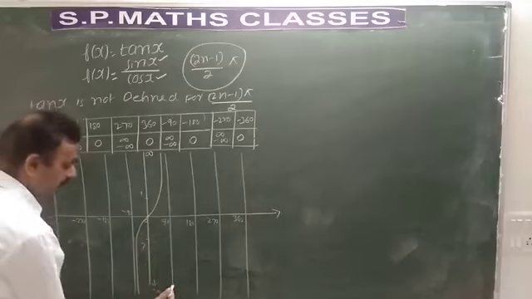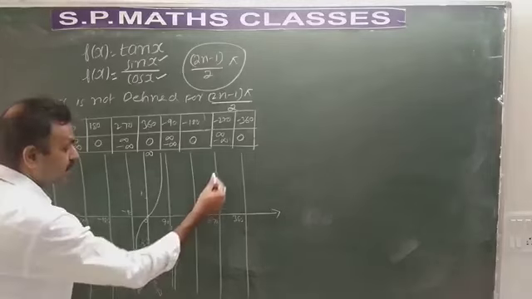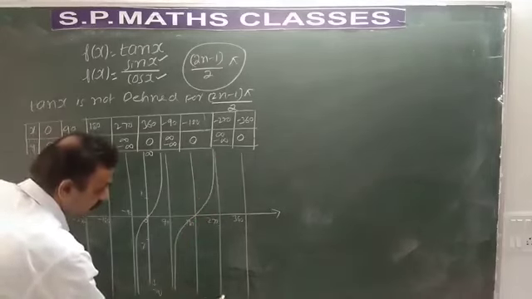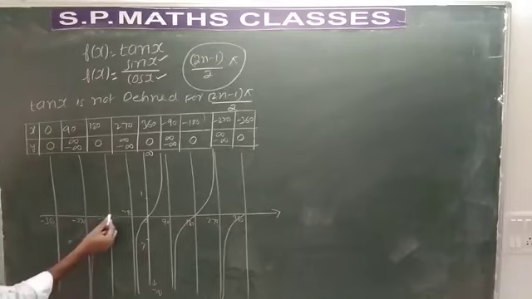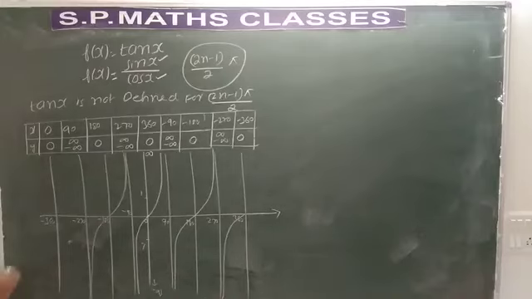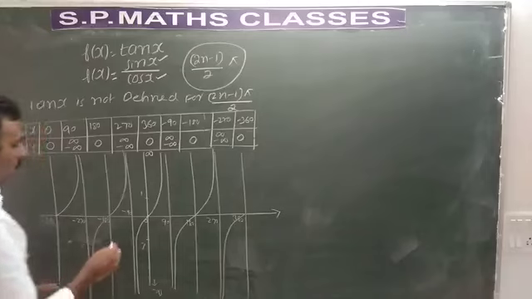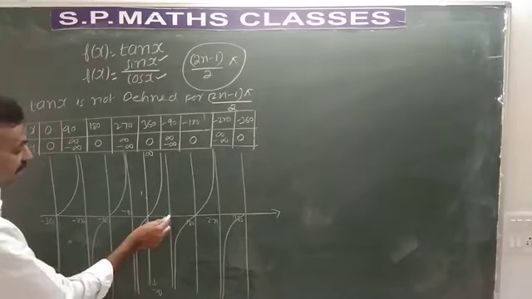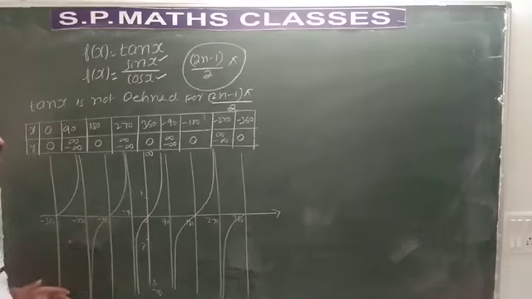For 90 again we have got minus infinity, 180 0, 270 plus infinity. For 270 we have minus infinity, for 360 0. Again, for minus 270 we have got minus infinity, minus 180 0, minus 90 plus infinity. Again, minus 360 is 0. As you can see here, it is continuous at few points. So it is not continuous at 90, at 270, minus 90 and minus 270. At these points it is not continuous.